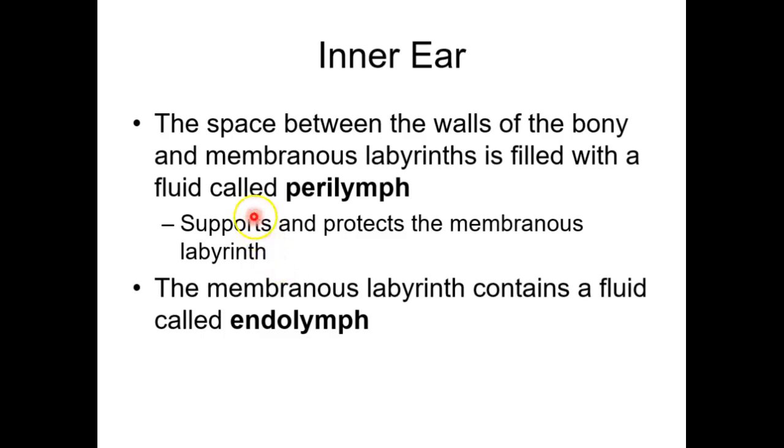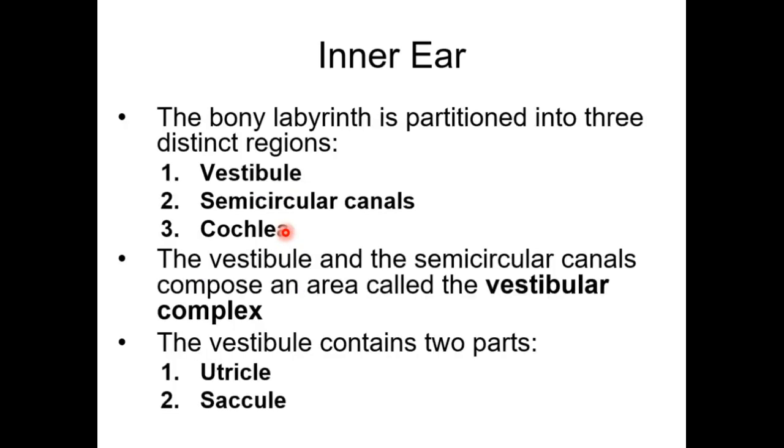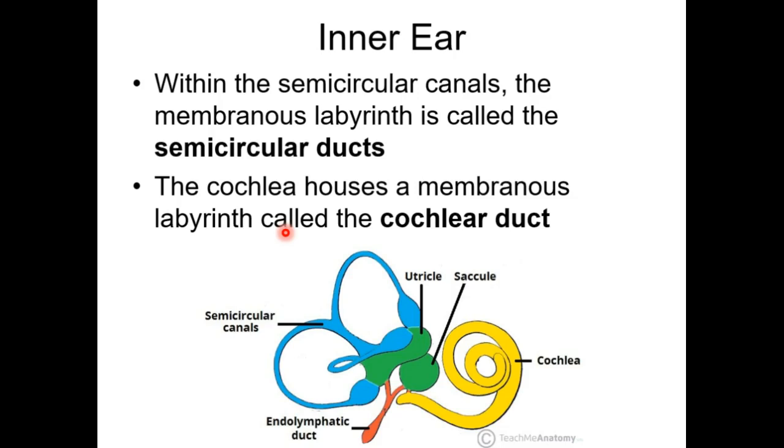Now again, the membranous labyrinth contains endolymph. Between bony and membranous labyrinth is where perilymph is, and that's going to support and protect. Job of perilymph is support and protect. We pretty much did that. We did utricle and saccule. This is if you just took the membranous labyrinth out of the bony labyrinth entirely. You would get these structures.